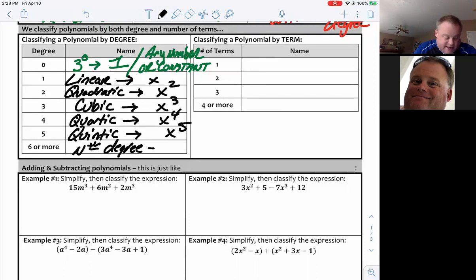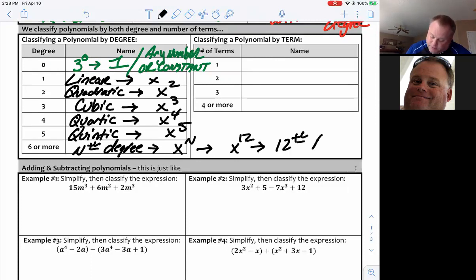What I mean by that is whatever that value is, that's what it's referring to. So an example of this would be x to the 12th would be called the 12th degree. So anything at 6 or more is called whatever that number is, that's what degree it is. The only ones that have special names are basically from 1 through 5: linear, quadratic, cubic, quartic, and quintic.